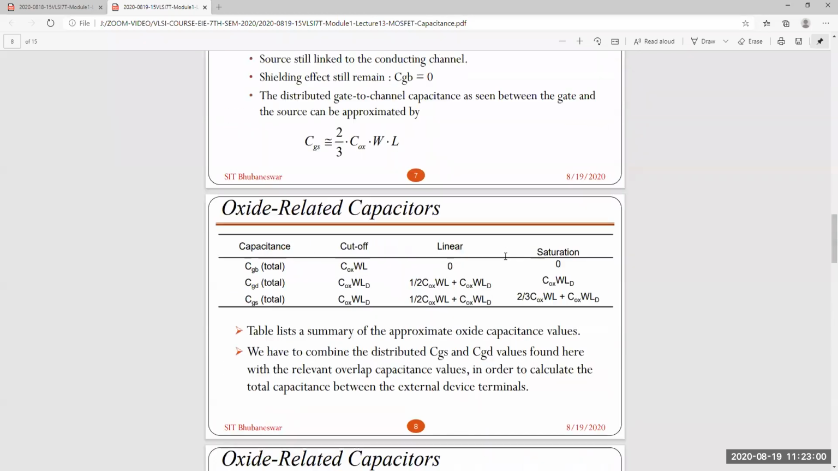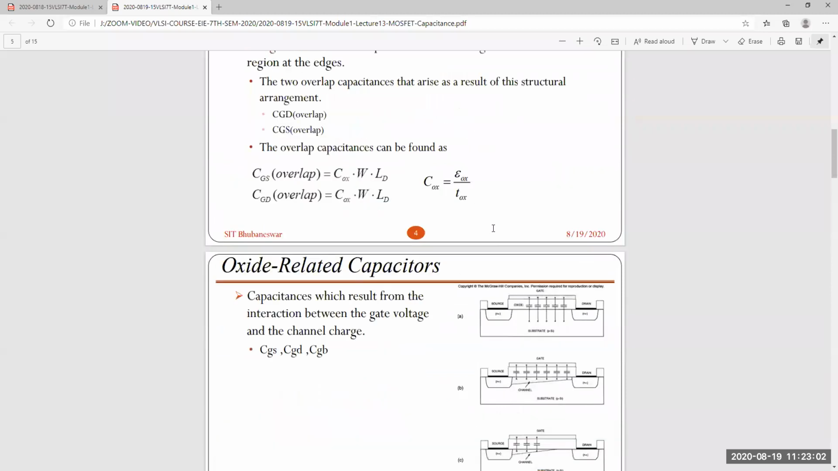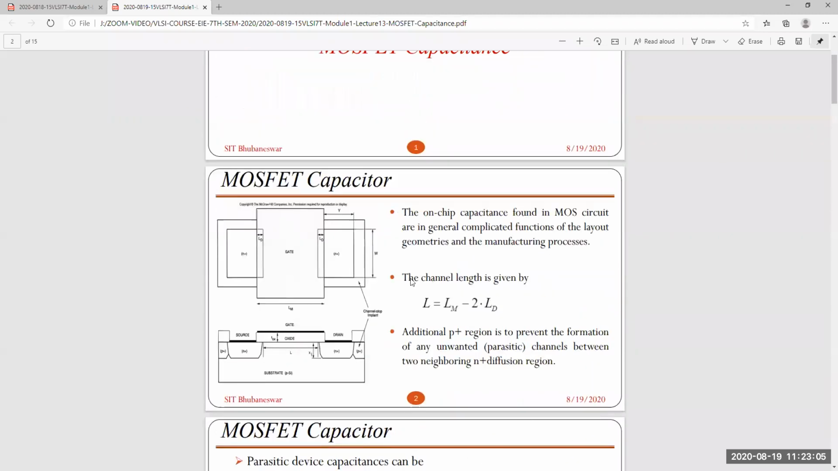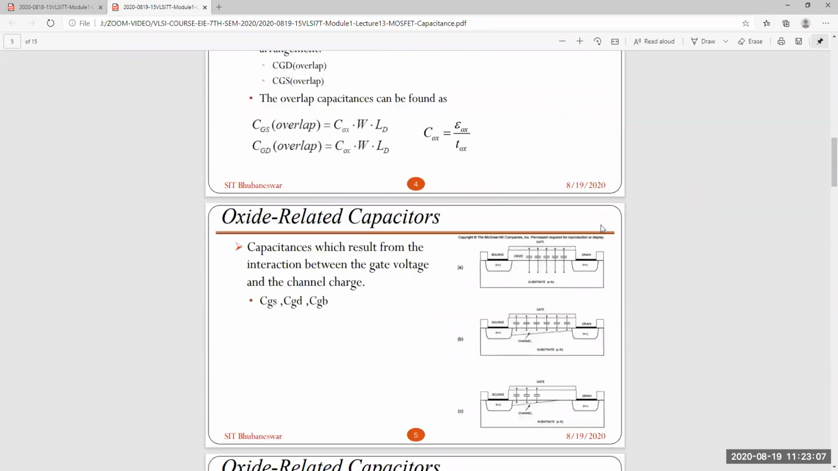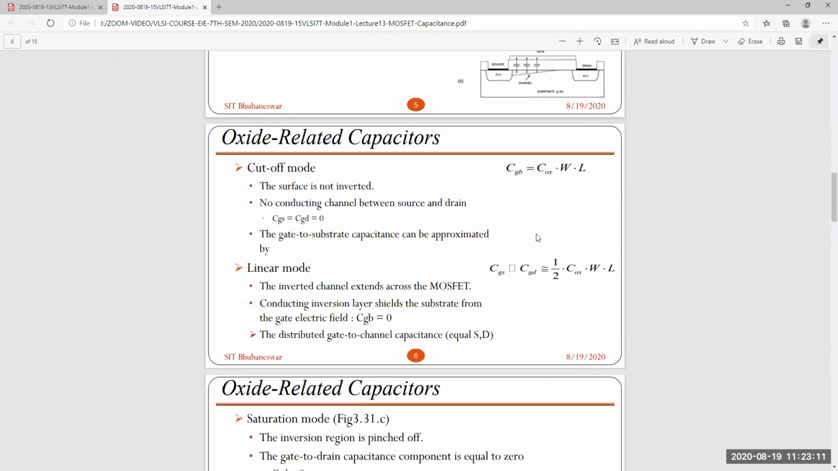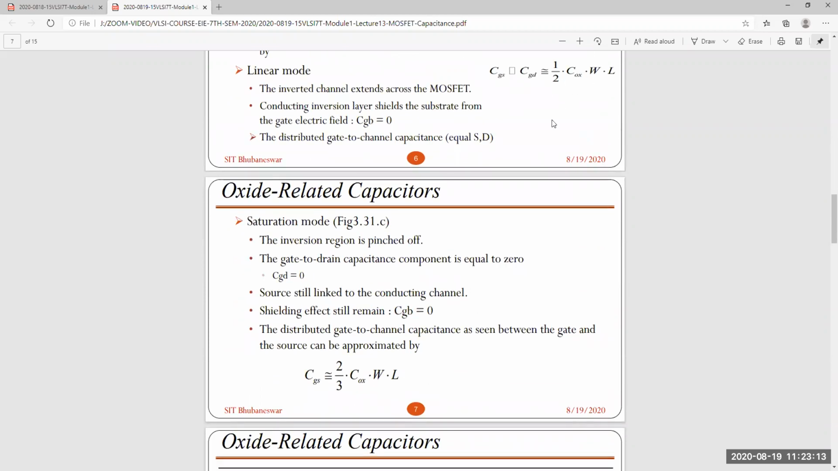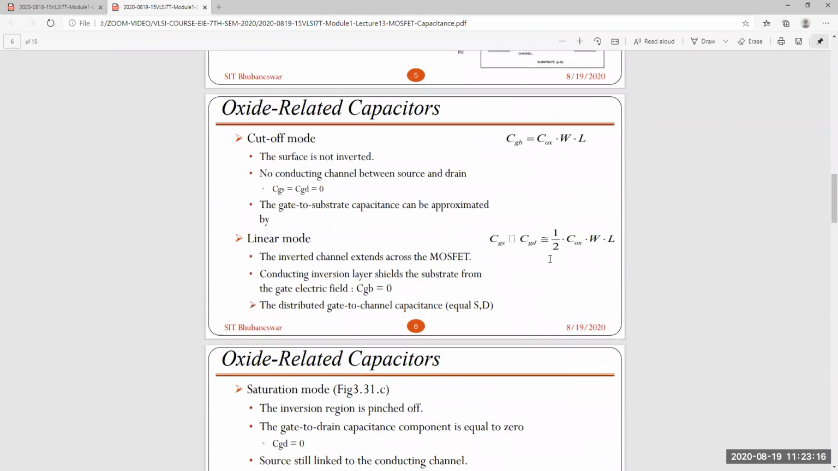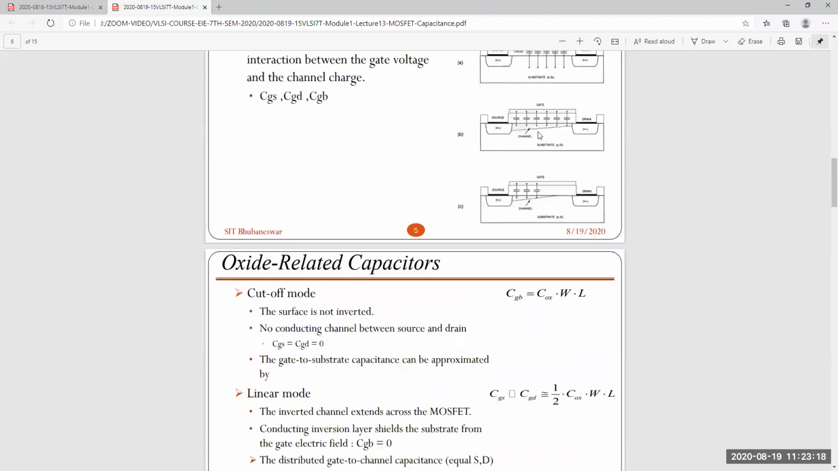So remember from here, from this structure. Remember this structure, then you will come to this part, and that overlap, then you can imagine the equation. It's very simple. No need to remember this. Remember, for linear it's half.